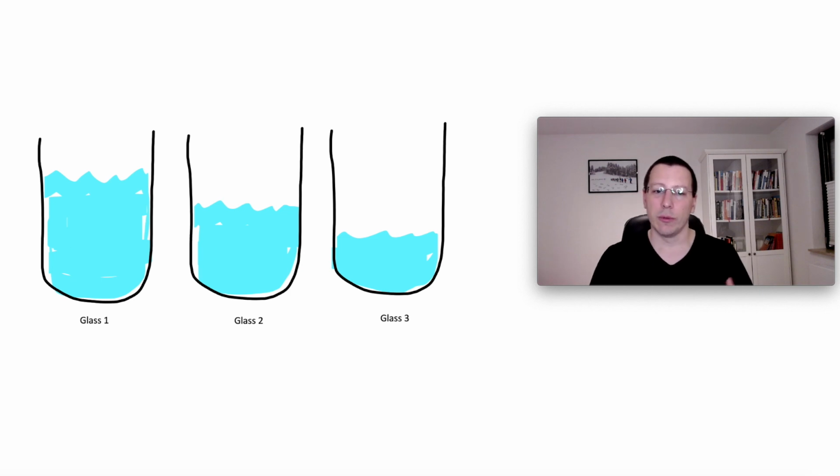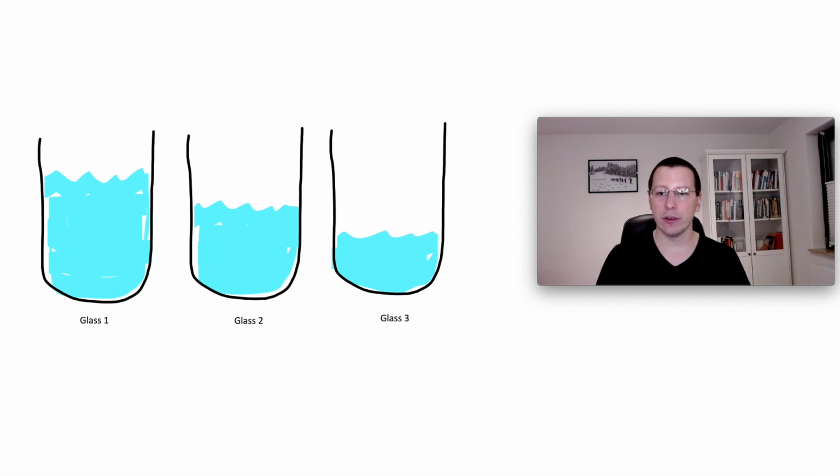Now, what we see immediately is that the first glass holds more water than the second, and the second holds more water than the third. And we might even put numbers to that. So for example, relatively spoken, we see glass 2 has roughly twice as much water in it than glass 3. And we could see glass 1 roughly has 50% more water in it than glass 2.